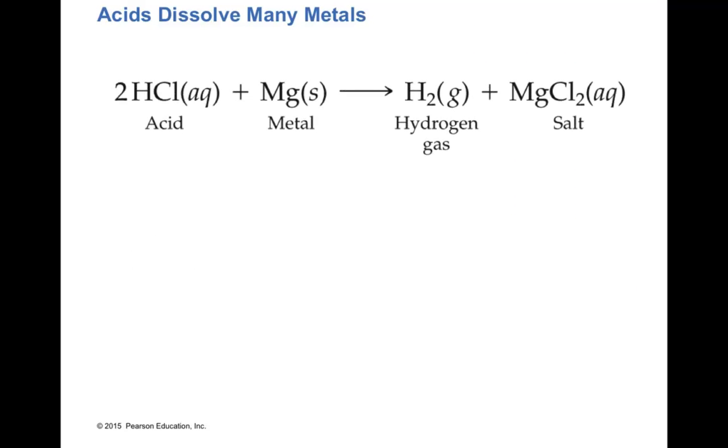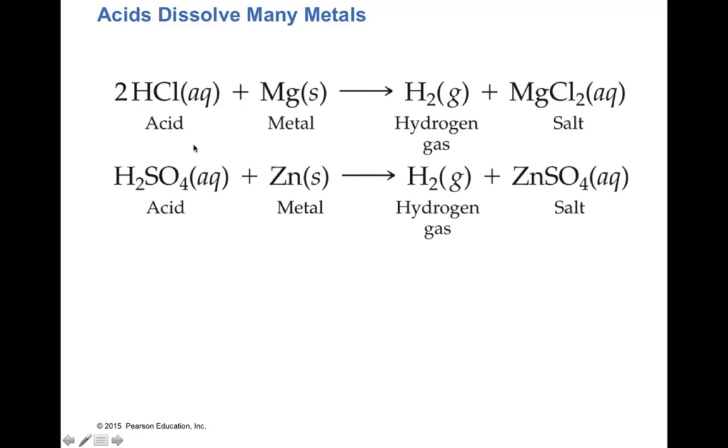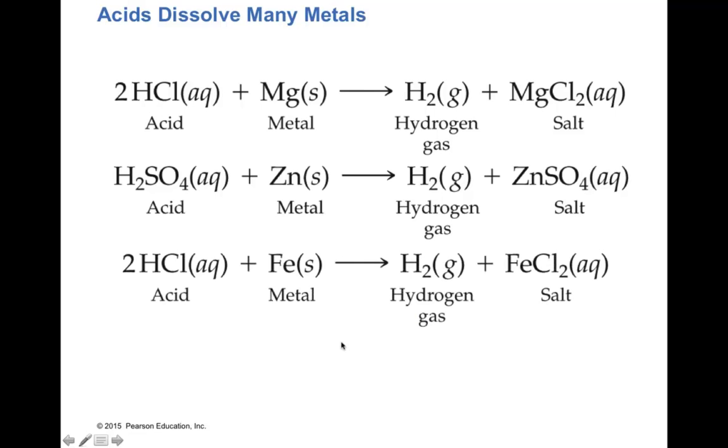Acids dissolve many metals. For example, here there is a reaction of hydrochloric acid with magnesium producing hydrogen gas and the salt. Also, sulfuric acid with zinc would produce hydrogen and the salt of zinc, and hydrochloric acid with iron would also produce hydrogen plus the salt, iron chloride.